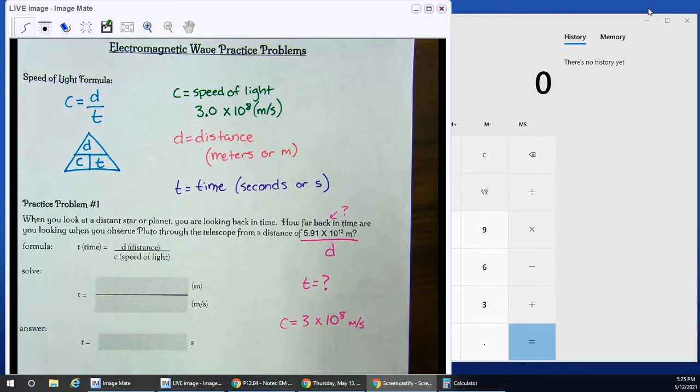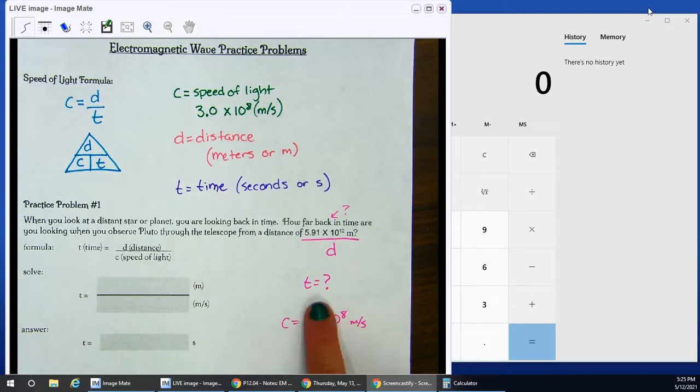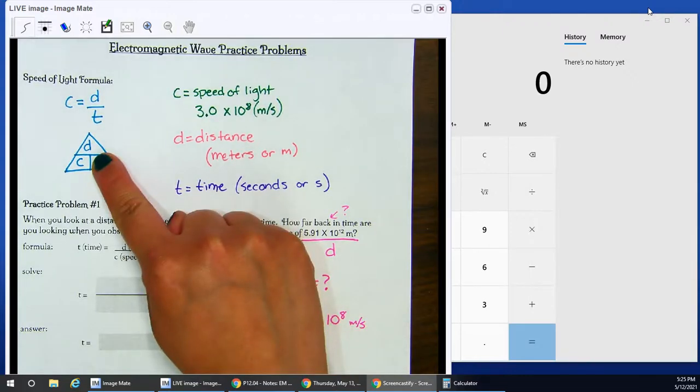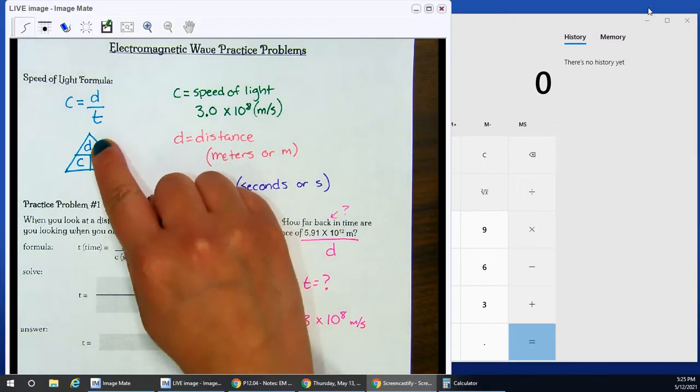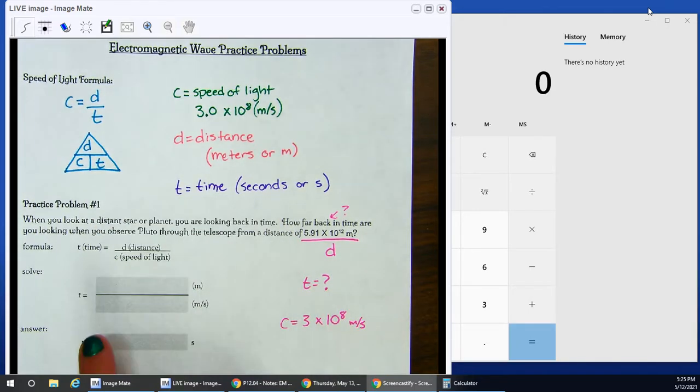For these notes, I typed out how to rewrite the formula. This time it's distance over speed of light. If you wanted to use your triangle to find time, remember, cover up triangle T. And then you have D over C, distance over speed of light. I even gave you some boxes to fill in instead of just writing it freehand.